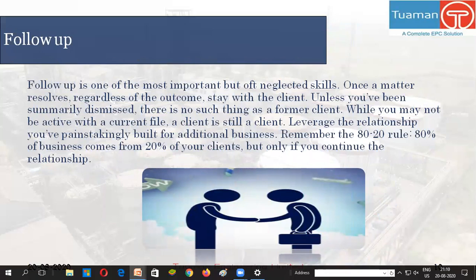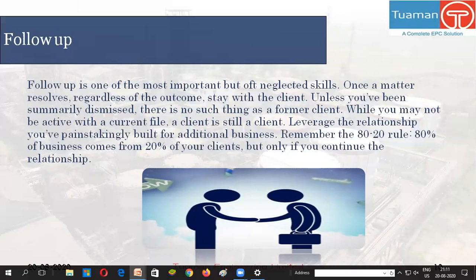Follow up. Follow up is one of the most important but often neglected skills. Once a matter is resolved, regardless of the outcome, stay with the client unless you have been summarily dismissed. There is no such thing as a former client. While you may not be active with a current file, a client is still a client.